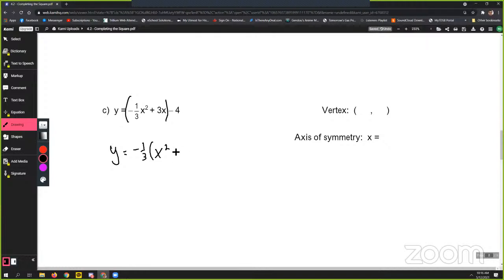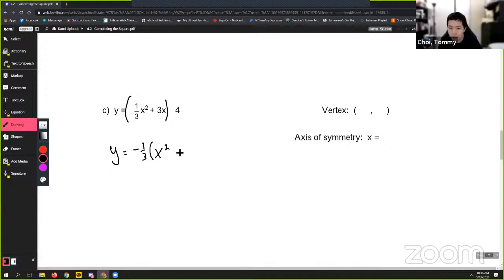Not 2. Fractions are a little weird. If you divide by a fraction, it's multiplying the reciprocal. This actually turns into -9x. So if you do this, dividing a fraction is multiplying the reciprocal, if you guys remember that. So it's technically multiplying this by -3. Okay? So -9x.